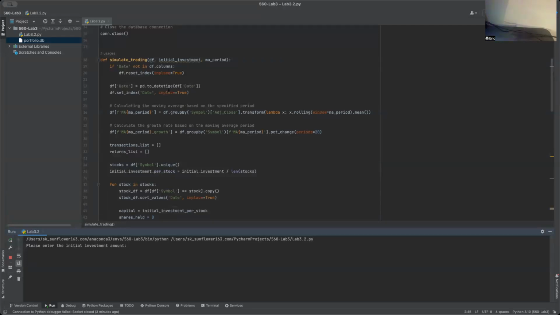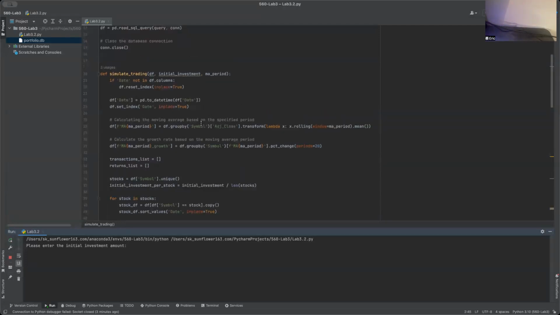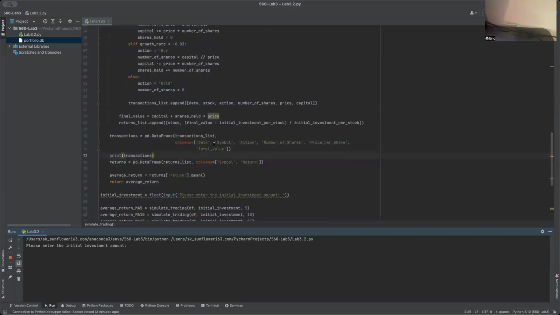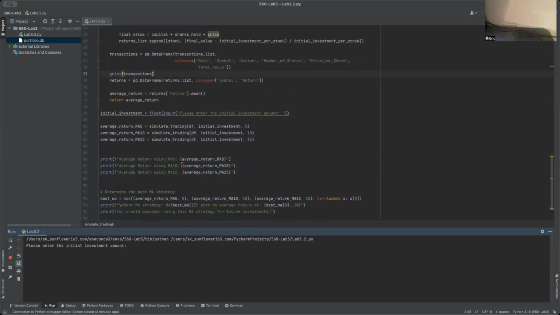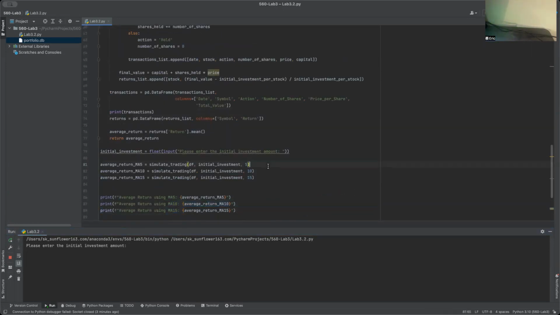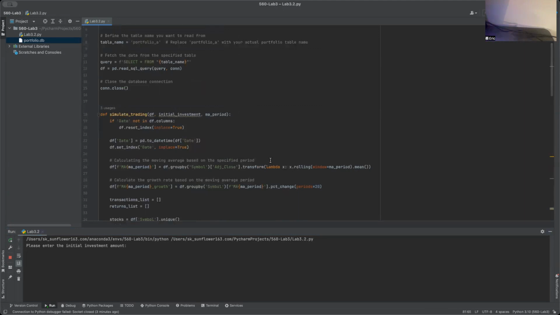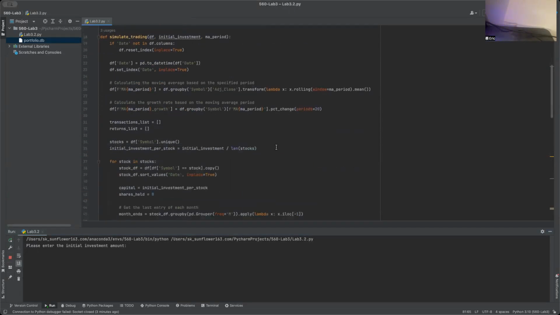So first, we are going to calculate the moving average. The parameters that we choose are a moving average of 5 days, 10 days, and 15 days. So we're going to calculate moving average 5, 10, 15 for our portfolios. And then we're going to compare them, see which moving average is the best.